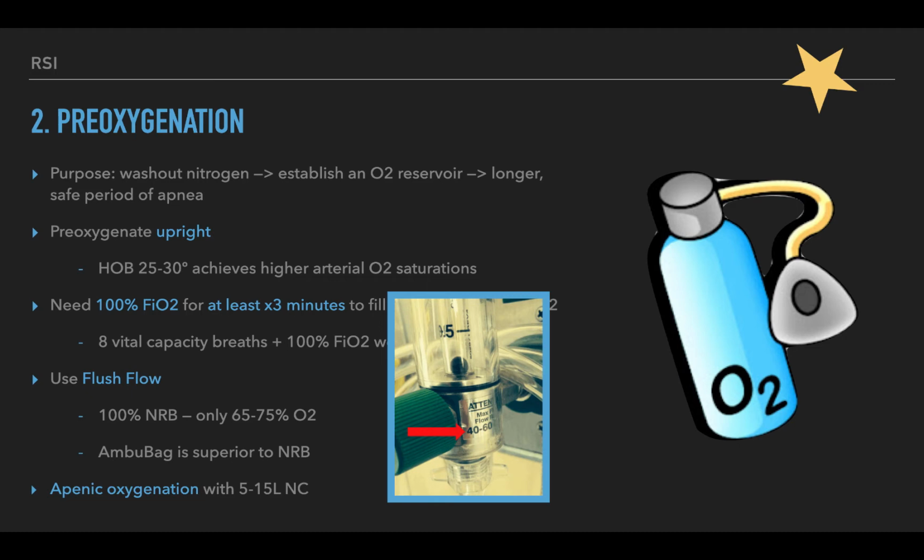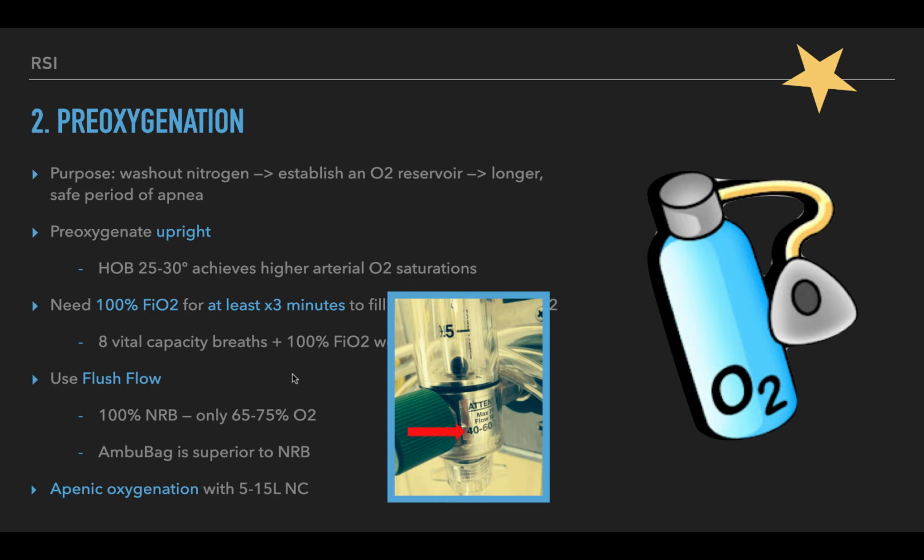Crank this thing. You've got their non-rebreather on, or actually an ambu bag has been shown to be superior to non-rebreather. Usually it gives you a little bit of a better seal. But either way, you've got whatever it is that you're using to pre-oxygenate, you've got it on, and you've got it cranked all the way up to flush flow for at least 3 minutes prior to intubating your patient.